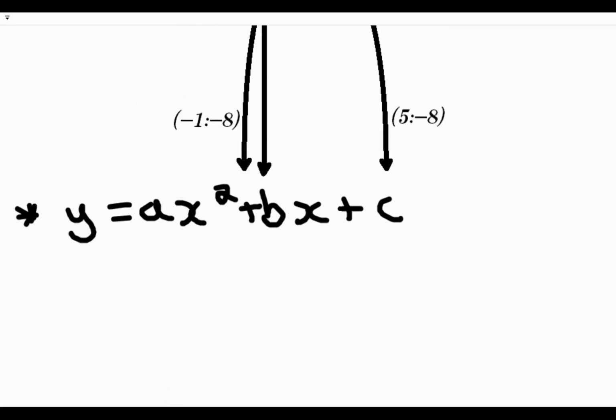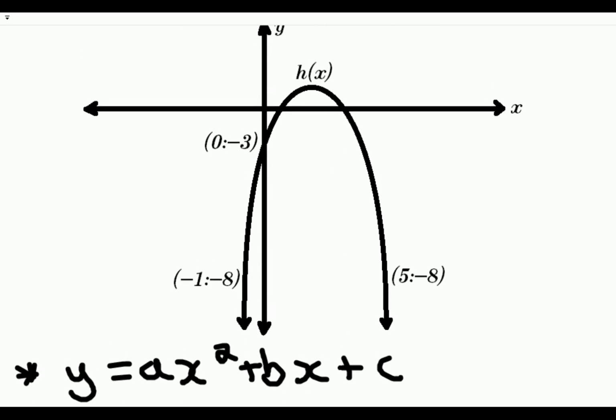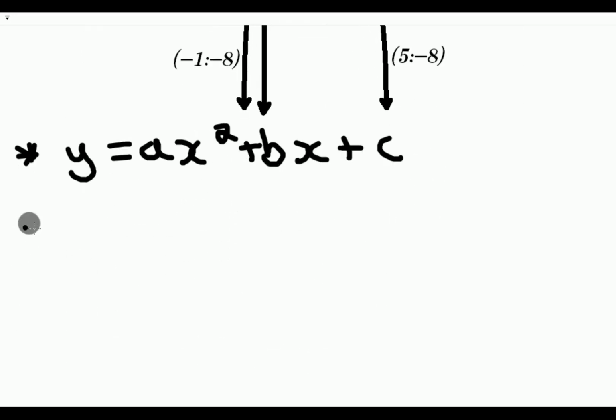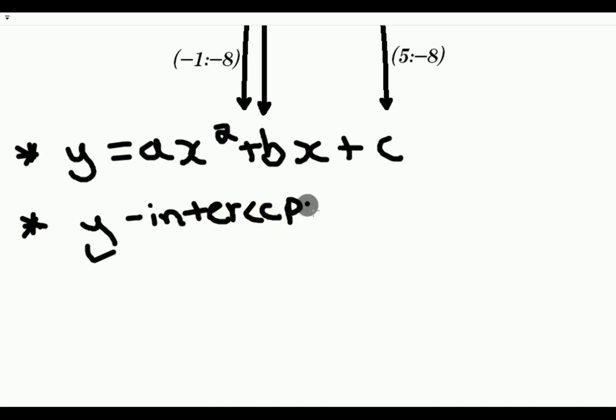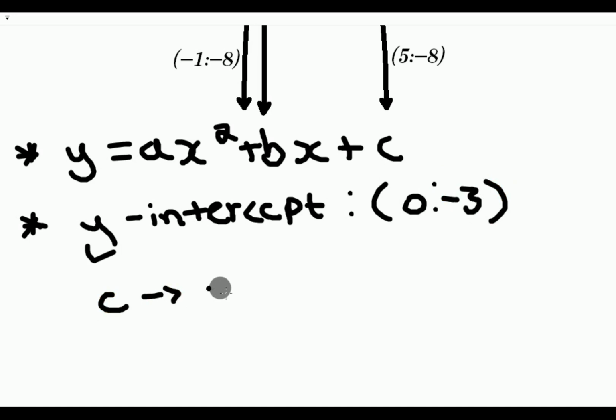So from what we are given, we'll see that we already have our y-intercept. And our y-intercept is equal to (0, -3). So which means that we are already given the value of c. It's going to be minus 3 from this equation.